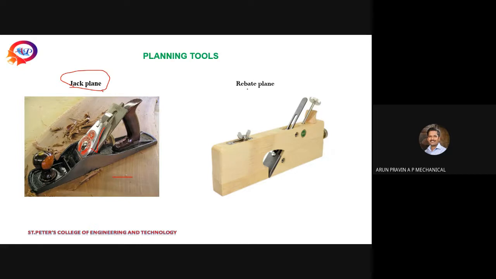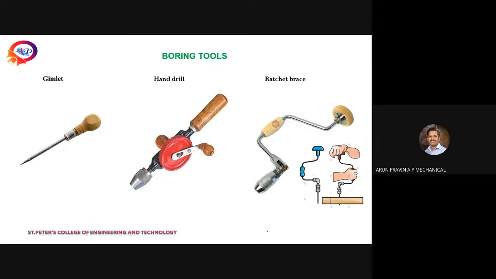Then similarly for a rabbet plane, both are the same. This is a newer one. Both are for finishing the surface. For small edges and everything, we need not go for jack planes. Directly we can use this tool. Different tools we can fix over here.